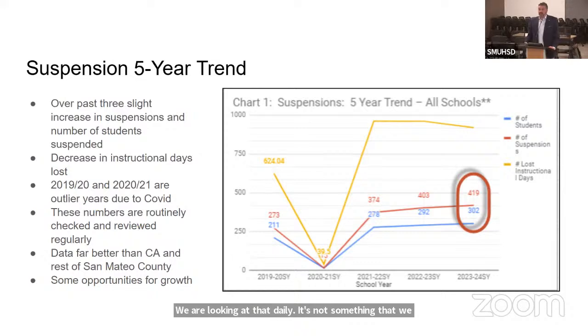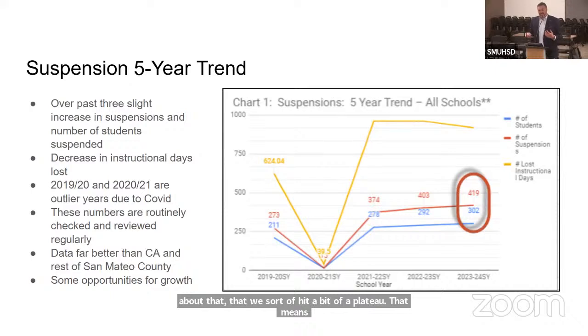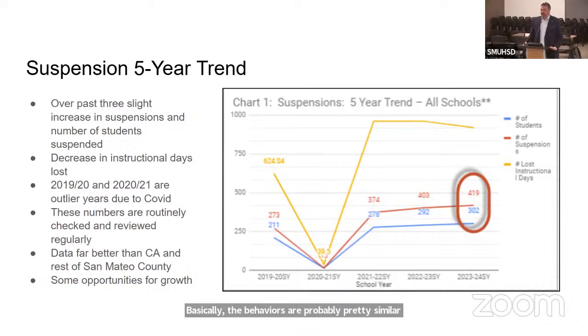And so the first slide is just showing you the trend data, and you can see that as a district we've plateaued a little bit, even though we have tons of alternatives, and we'll talk about that. That means basically the behaviors are probably pretty similar from year to year. We have a lot of similar strategies. The sites are very much of a restorative mindset. When you're talking to administrators, that's taken some years to get us to that point, and it's great to see.